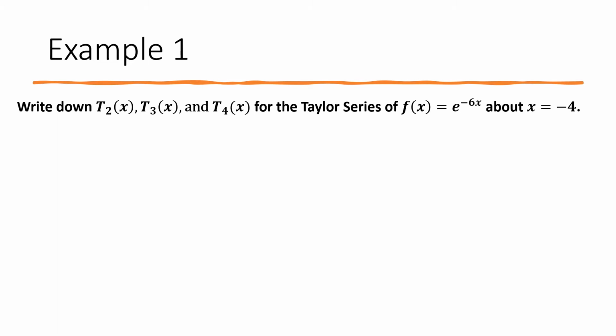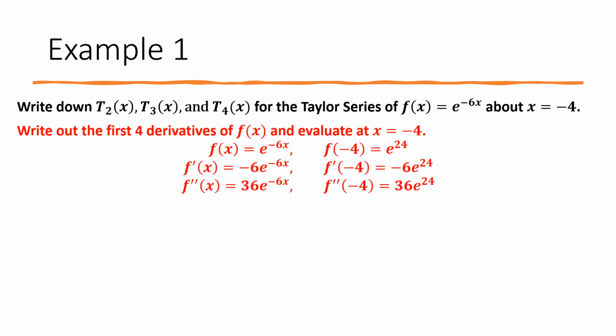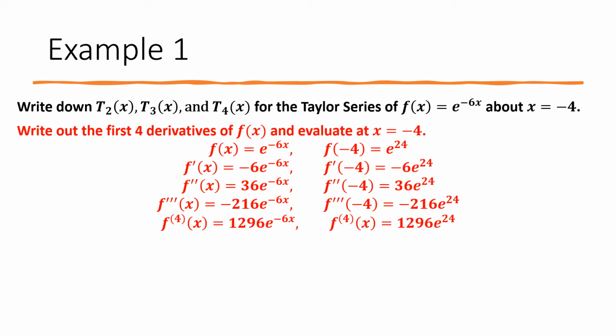All right, so example 1, it says write down T2 of x, T3 of x, T4 of x for the series f of x equals e to the negative 6x about x equals negative 4. The first thing I'm going to do is write out my derivatives at x equals negative 4. When I do that, I get e to the 24th, negative 6 e to the 24th, 36 e to the 24th, negative 216 e to the 24th, and then 1296 e to the 24th. Now that I have that, I can go ahead and build my polynomials.